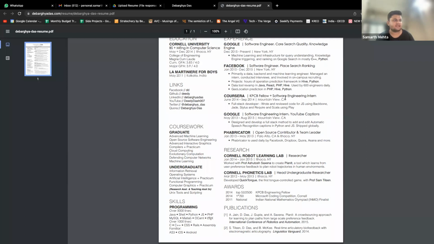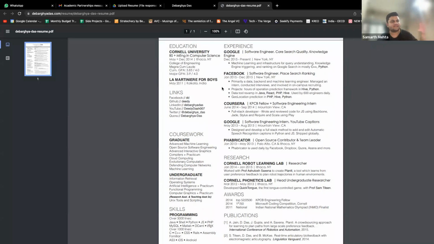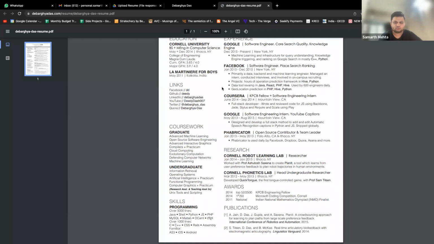Similarly with Facebook, right? He's also mentioned the various internships that he's done. Over here, he's talking about the various research projects that he has done throughout his life, the different awards that he's gotten, and the different publications or research papers he's made, right? So all in all, in this one page of information, you see that he has been able to fit everything, right? So whenever you guys are making a technical CV, it is very important that in one single page, you are able to fit everything that you want to show, right?